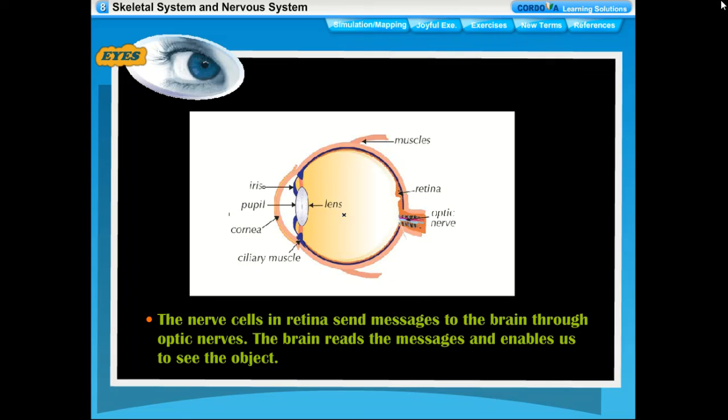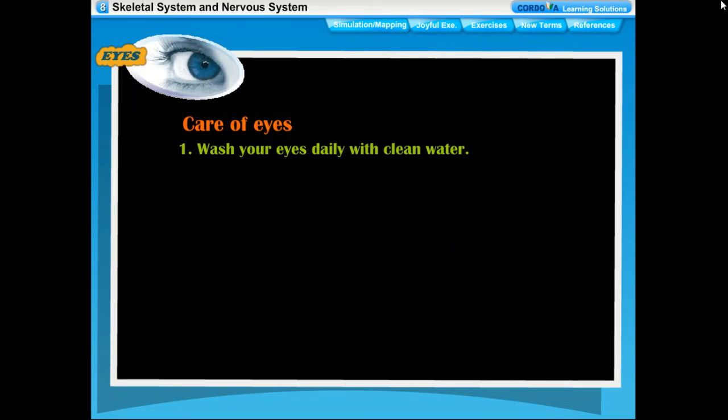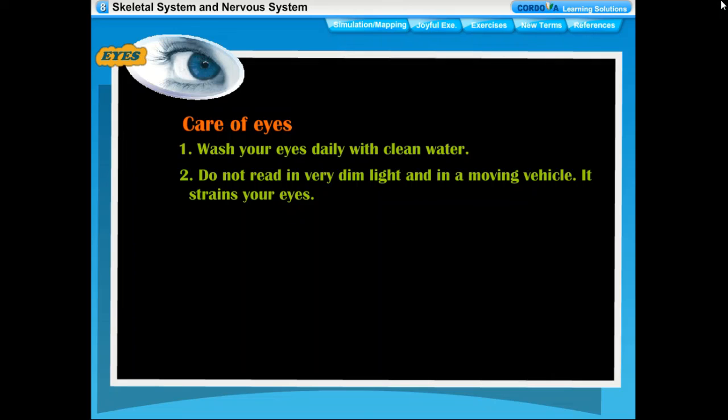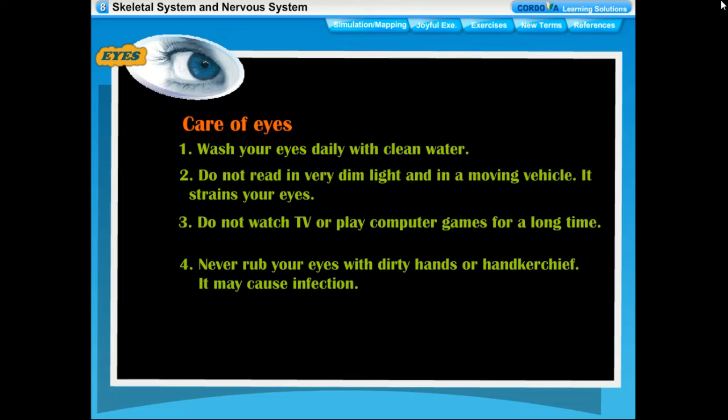Tongue. Tongue is the sense organ of taste. We can taste various food with the help of our tongue. There are 4 kinds of taste buds in different areas of the tongue. They help us to taste sweet, sour, salty and bitter food items. Care of tongue. Clean your tongue daily with a tongue cleaner and clean water.